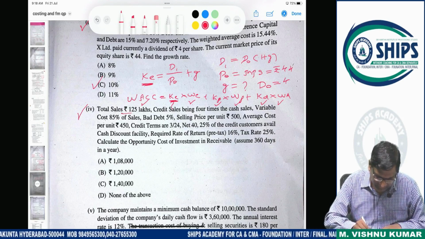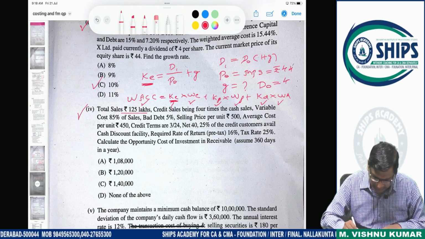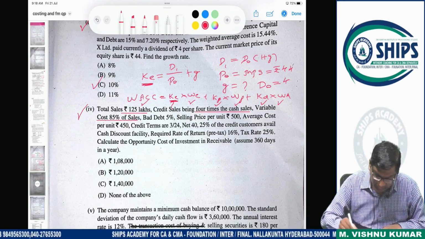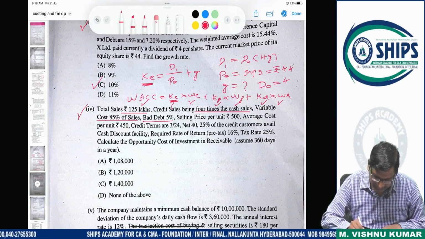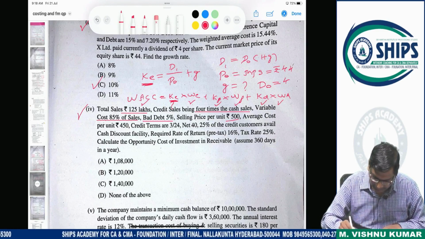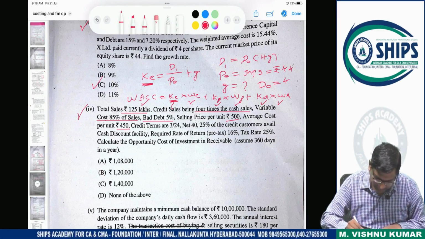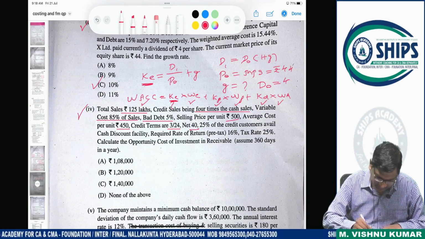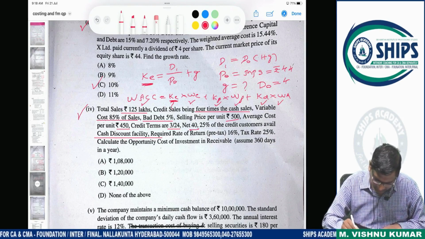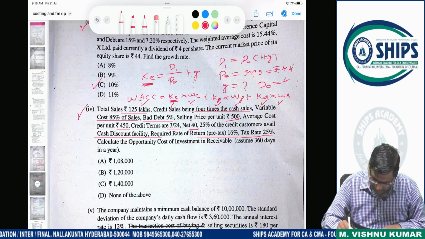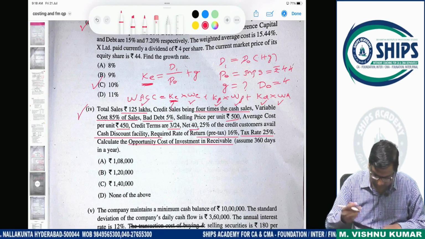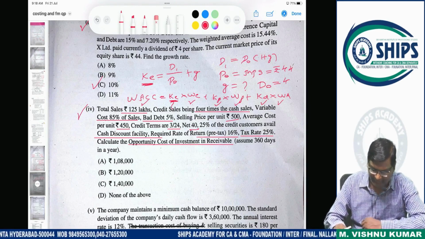So total sale is 125 lakhs, credit sale is 4 times cash sale, variable cost 85%. This is on receivable management. Bad debts 5%, selling price 500, average cost 450, credit terms 3/24, net 40, 25% of credit customers avail the cash discount. Required rate of return is 16% pre-tax, tax rate is 25%. Calculate the opportunity cost of investment in receivables. We have to calculate the investment in receivables here.